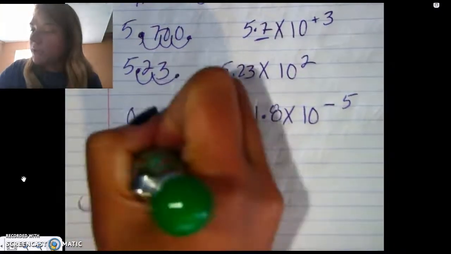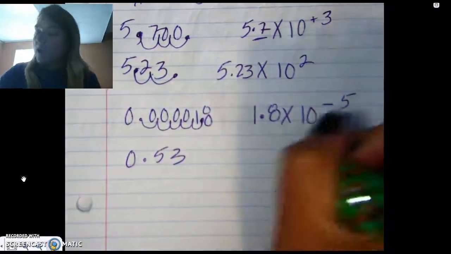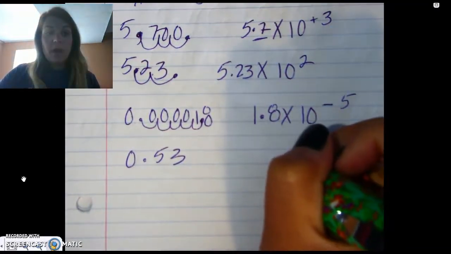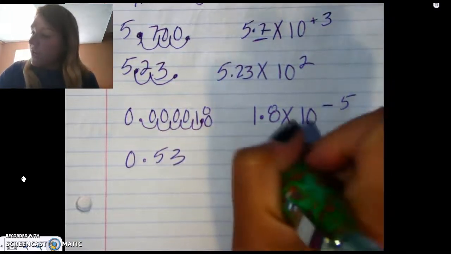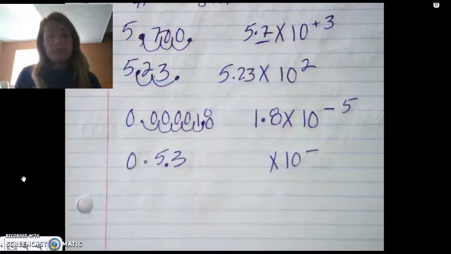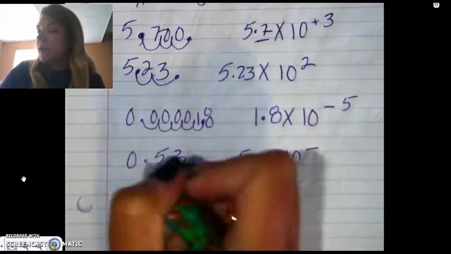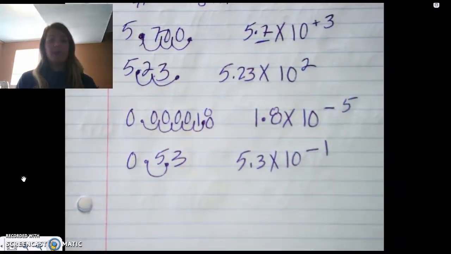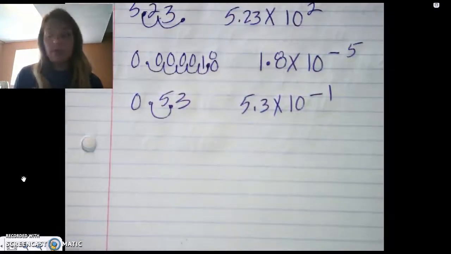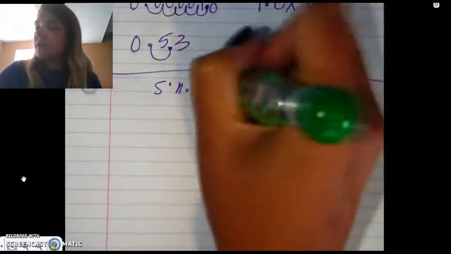Let's do 0.53. Okay? Small number between 0 and 1. So I'm going to do times 10 to the negative value. My coefficient has to be between 1 and 9.99. So my coefficient is going to be 5.3. And I have to swoop once. So it'll be a negative 1 value. Okay? Right. Okay, now let's go from scientific notation to a number.